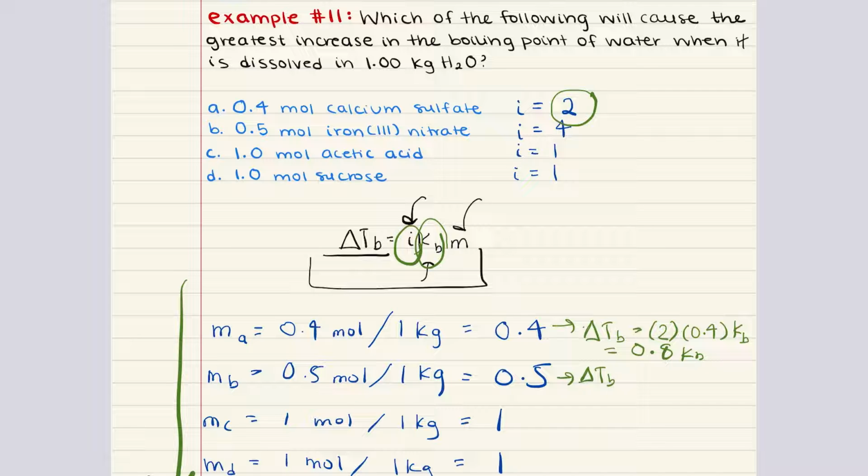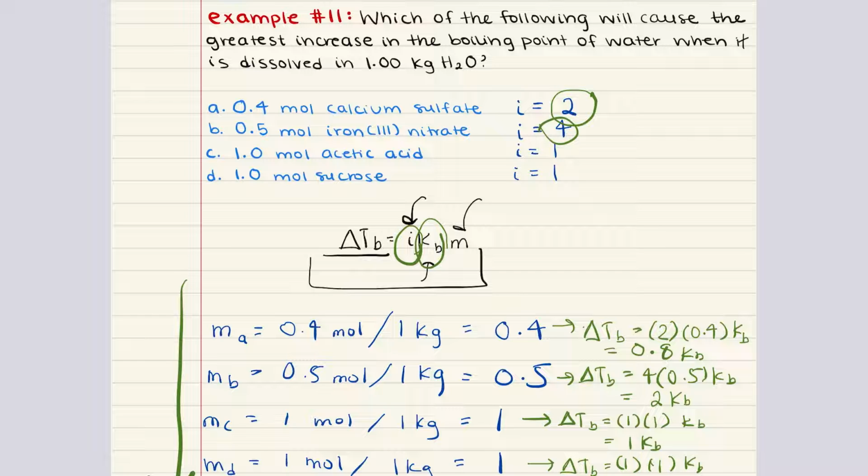Let's do that for answer choice B. Delta TB is equal to 4 for answer choice B, that's the i value, multiplied by 0.5 KB. Now 4 times 0.5 is equal to 2, so 2 KB for answer choice B. And then for C, we have an i value of 1 and a molality of 1, and that's multiplied by KB. This gives us 1 KB. And then for answer choice D, it's going to be very similar. 1 for i, 1 for molality multiplied by KB. This gives us 1 KB.